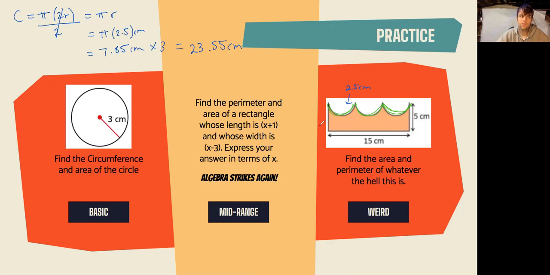The only thing left are the straight sides. So I can just add those on there. Plus 5 centimeters plus another 5 centimeters on this side and plus another 15. And in total, that's going to give us 23.55 plus 25. I'm getting a total perimeter of 48.55 centimeters. So that is our total perimeter here.